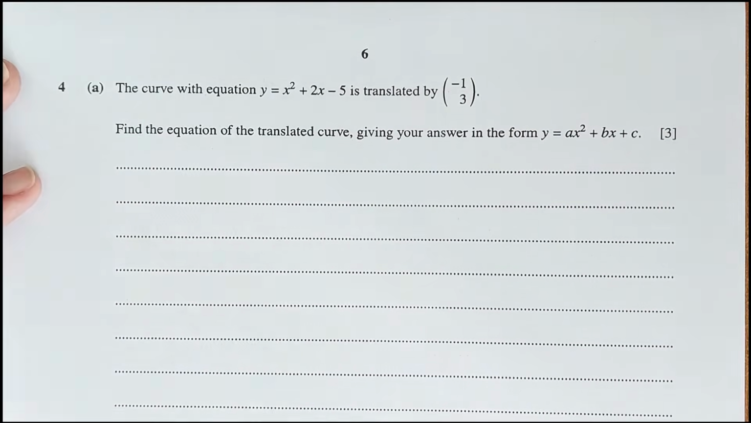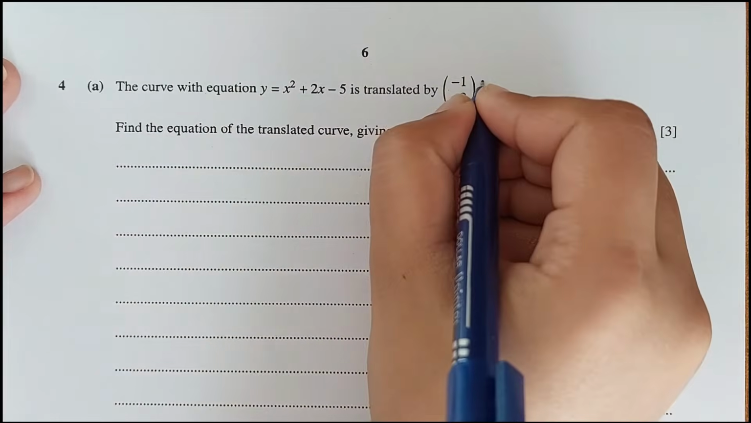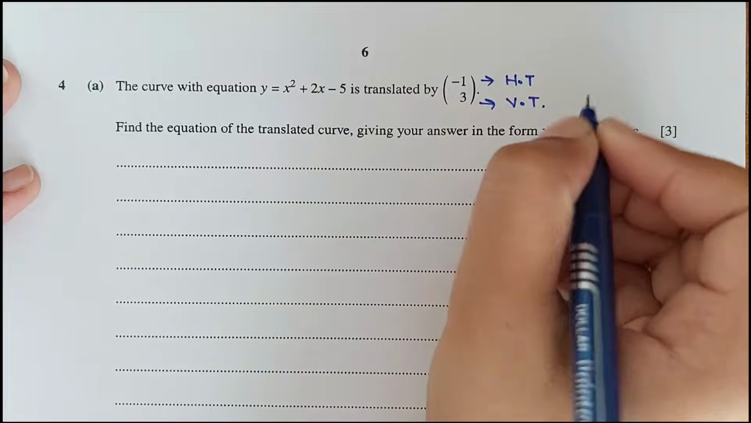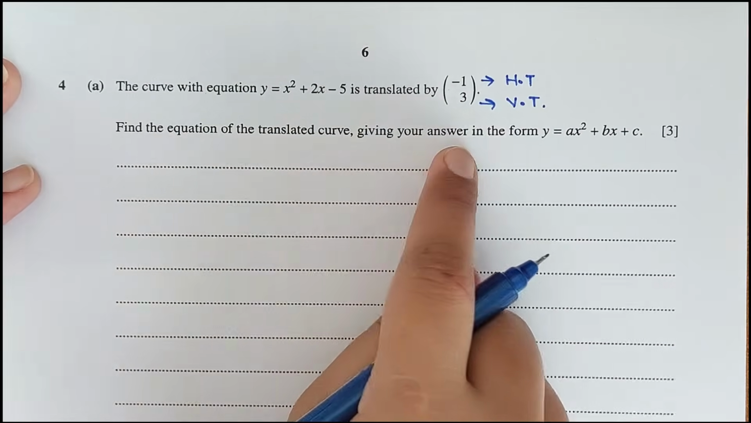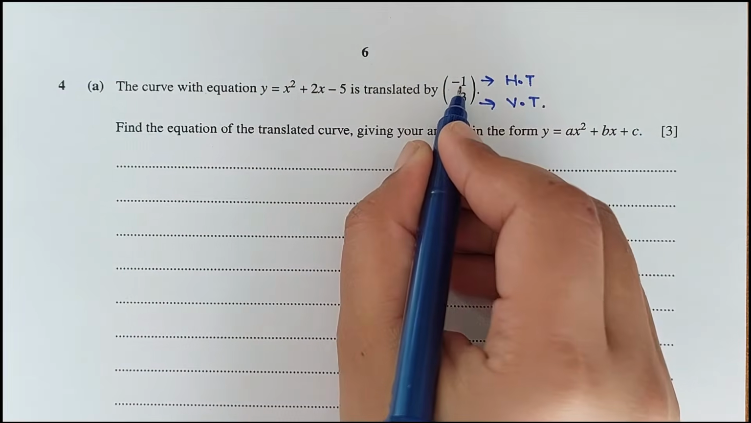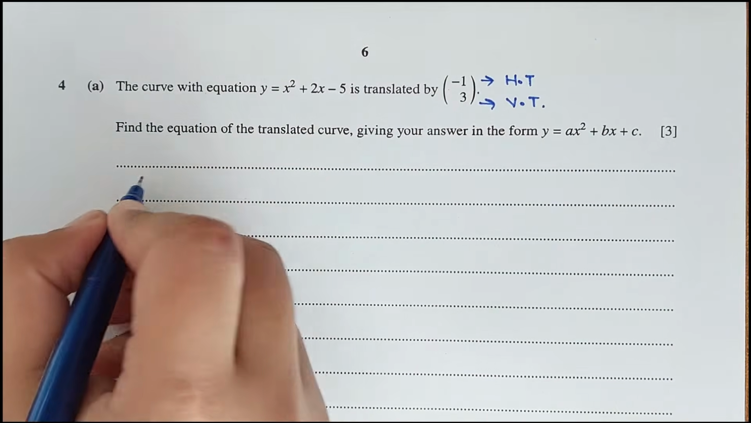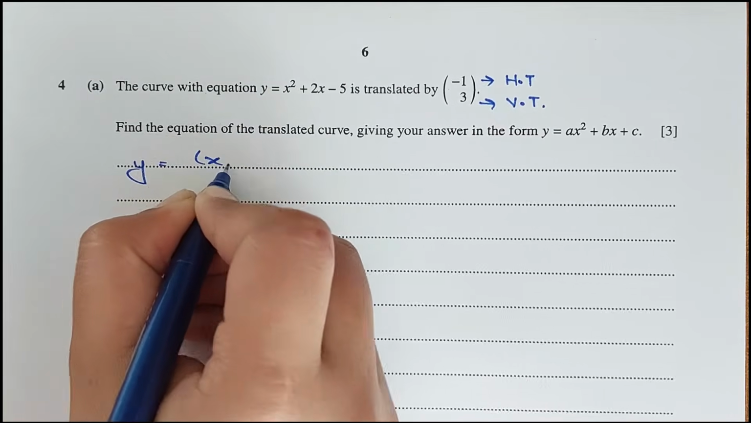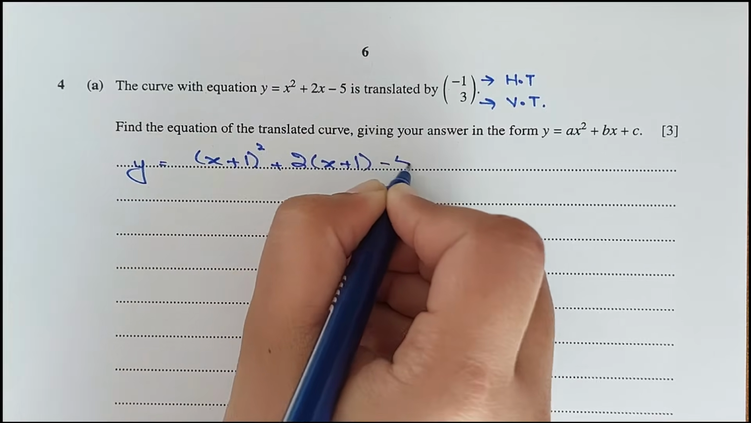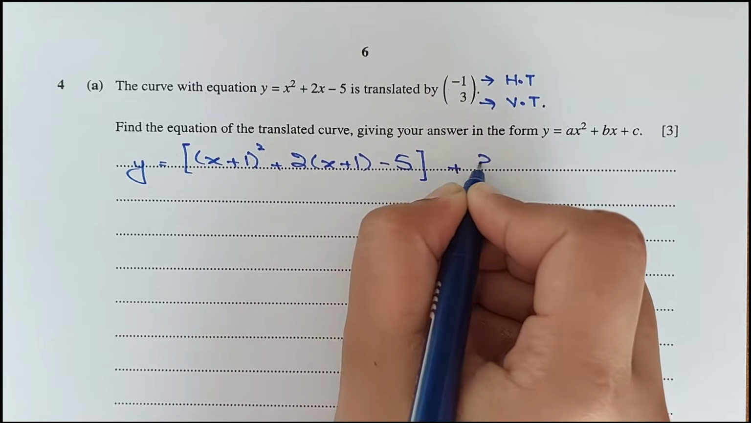Question number 4, part A. The curve with equation this is translated by minus 1, 3. Minus 1 is the horizontal translation, and 3 is the vertical translation. Find the equation of the translated curve, giving your answer in the form y equals ax squared plus bx plus c. Okay, so the horizontal translation is minus 1, so 1 unit to the left, and the vertical translation is 3 units up. So we can say y is equal to (x plus 1), adding 1 to your x value, plus 2 times (x plus 1) minus 5, right? And 3 is the vertical translation, just adding 3 outside.